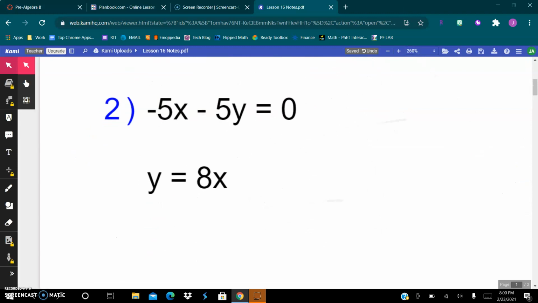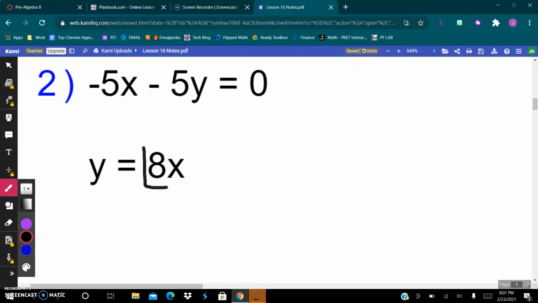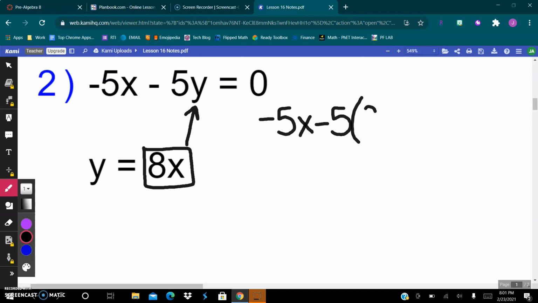Now, number 2 is similar, but instead of being y equals just a plain number, y is 8x. So we're going to take that and we're going to replace the y with it. So I'm going to rewrite -5x minus 5. But y is now 8x. So I replaced the y with the 8x. So I substituted that in.